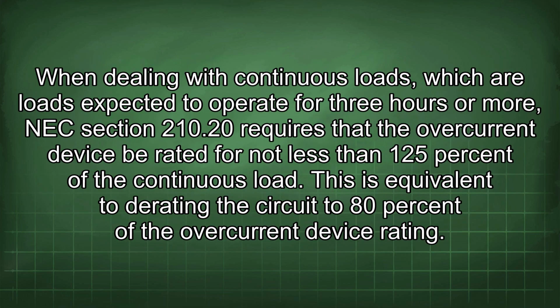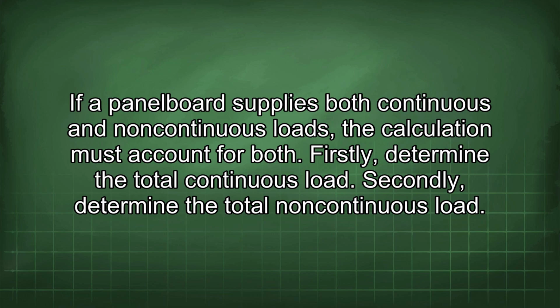When dealing with continuous loads, which are loads expected to operate for 3 hours or more, NEC Section 210.20 requires that the overcurrent device be rated for not less than 125% of the continuous load. This is equivalent to derating the circuit to 80% of the overcurrent device rating. If a panel board supplies both continuous and non-continuous loads, the calculation must account for both.